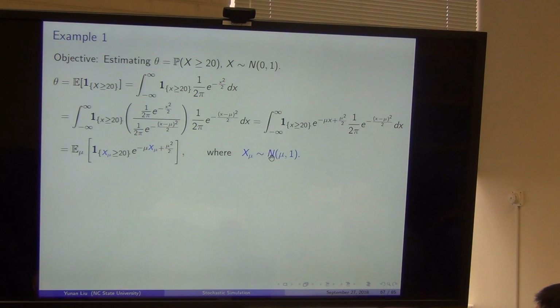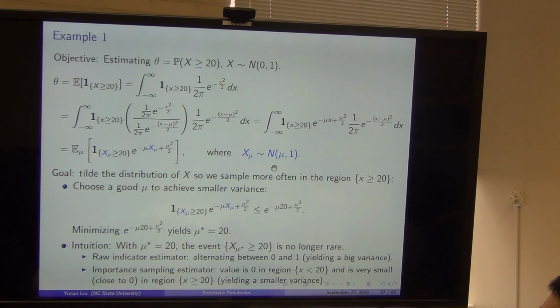What kind of mu can make this event no longer rare? What value should mu be? Should mu be negative? I'm picking an optimal mu, a good mu, so that this event, greater than 20, is no longer rare. What mu should we choose? Negative? Positive? What value? How about 20? Yes, let's just do 20.